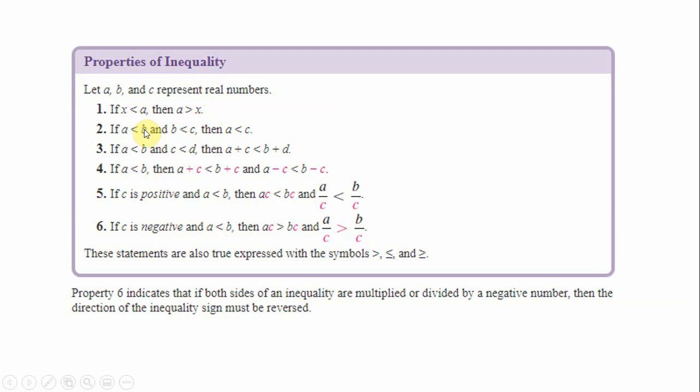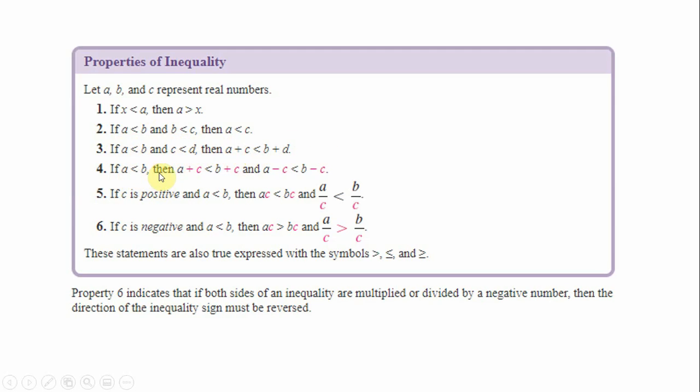If a is less than b, and b is less than c, then a is less than c. This is a transitive relationship. If I've got a is less than b and c is less than d, if I add these two, a plus c should still be less than b plus d. Two numbers that both are smaller are going to be smaller than those numbers when I add up the larger numbers.